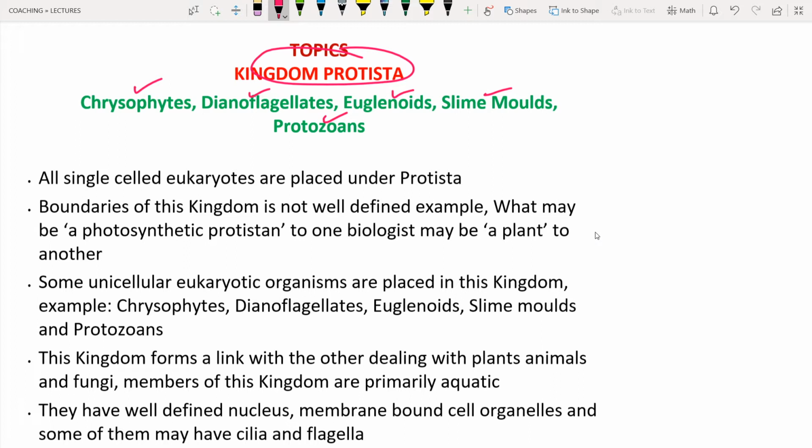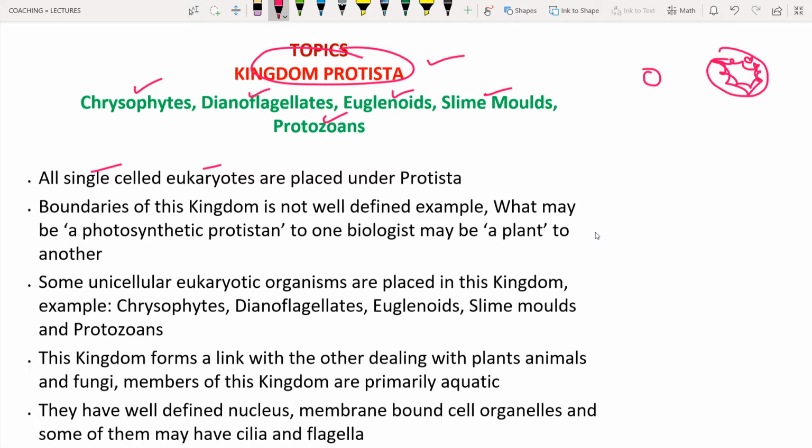Most of these Protista are single-celled eukaryotes. An organism which is made up of a single cell is known as single-celled. If the organism is made up of more than one cell, that is known as multicellular. This is the main difference between single-celled and multicellular organisms. Most of the single-celled eukaryotes are placed in the Protista. The boundaries of this kingdom are not well defined.